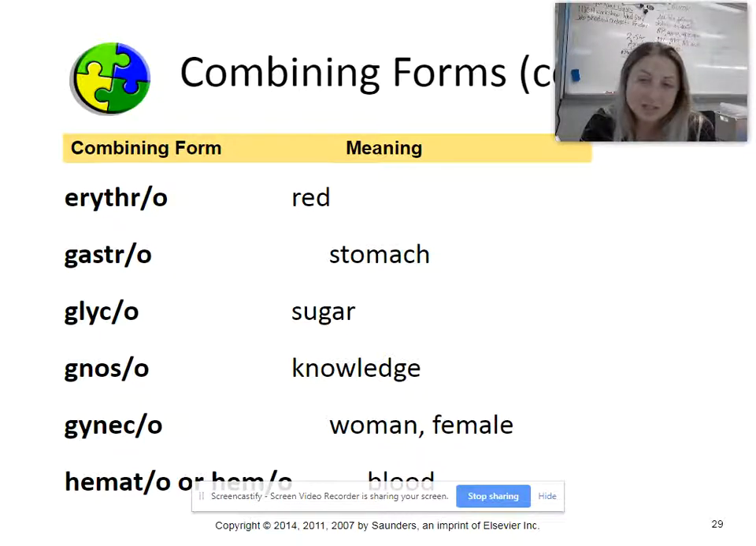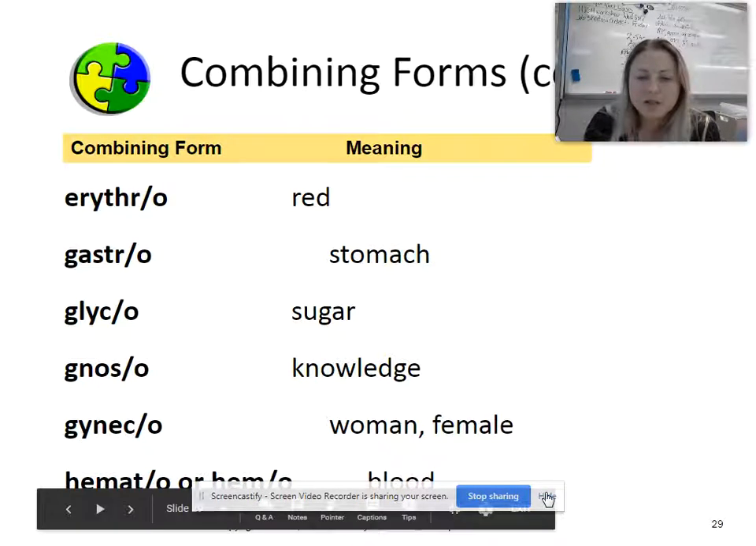Hypoglycemia. It's the condition of low sugar in the blood. Okay, so glyco, sugar. Noso, this is knowledge. So we see this with diagnosis or prognosis. And when you have a diagnosis, like a diagonal goes all the way across, right? So if you have a diagnosis, okay, it's the state of all or across all knowledge, okay?